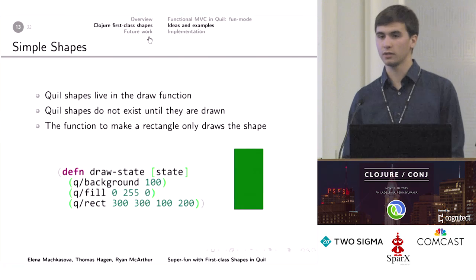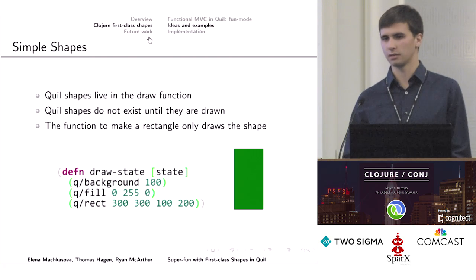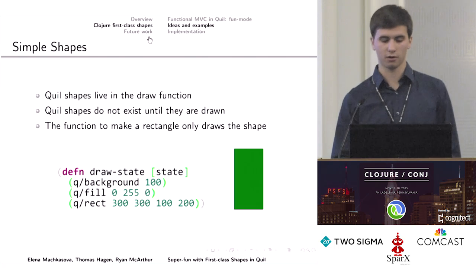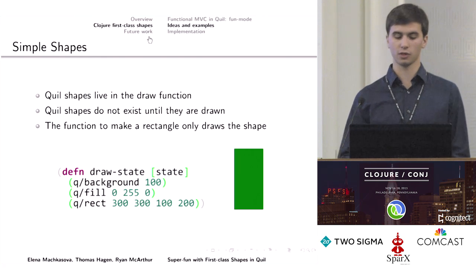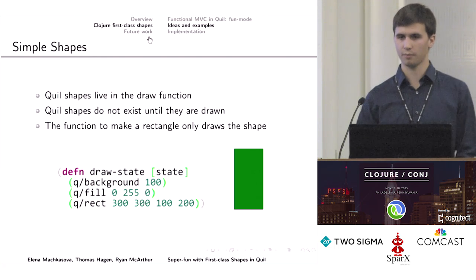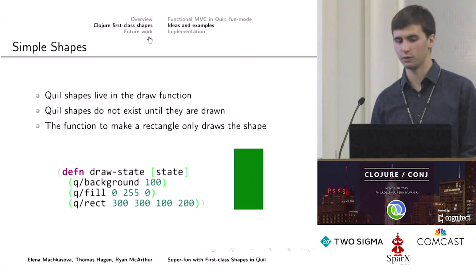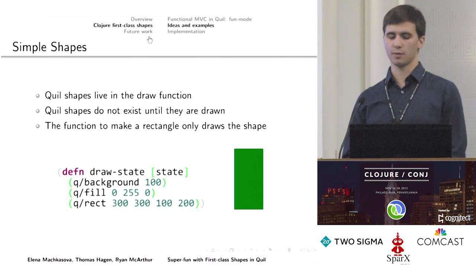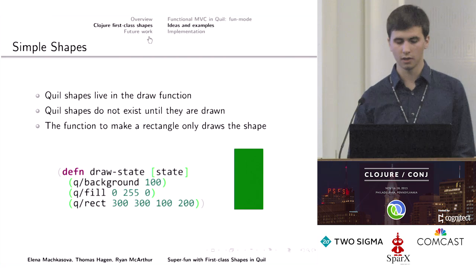So how Quil deals with simple shapes is that the shape lives entirely in the draw function. There isn't actually an object. In this example, we draw a background, set the fill color to green, and then we use the Quil function to draw a rectangle at position 300, 300, with a width of 100 and a height of 200. So you can't actually make that same rectangle unless you keep the fill the same color and change the XY coordinates.